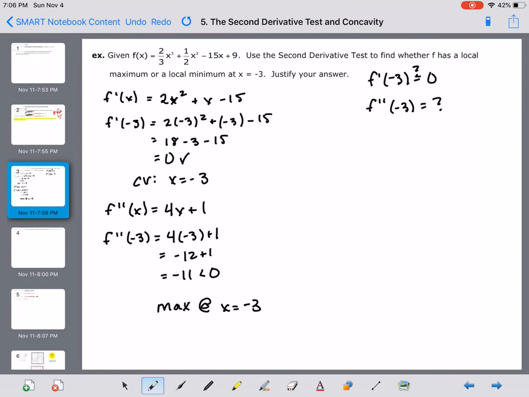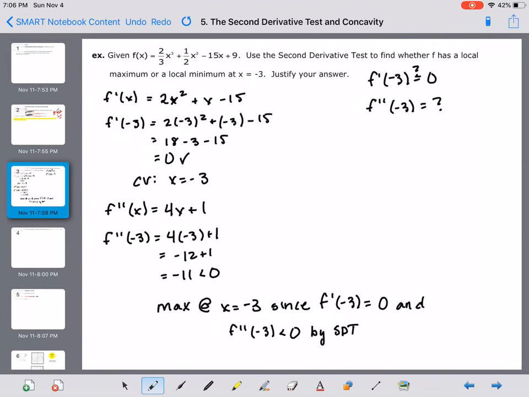And two things had to occur. Here's my justification. Since my first derivative evaluated there was equal to 0, and my second derivative evaluated at that same spot was less than 0, now we can classify it as a maximum by the second derivative test, and I could say by second derivative test if I wanted to justify it using the name of the test that I used.